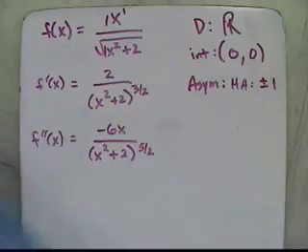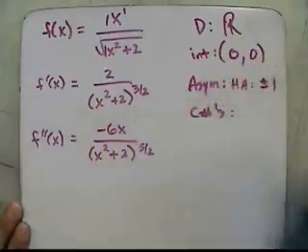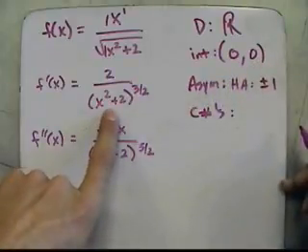Okay, now what about, I'm sorry, the next one on there was critical numbers, right? Okay, so what about critical numbers? Where does the first derivative equal 0?